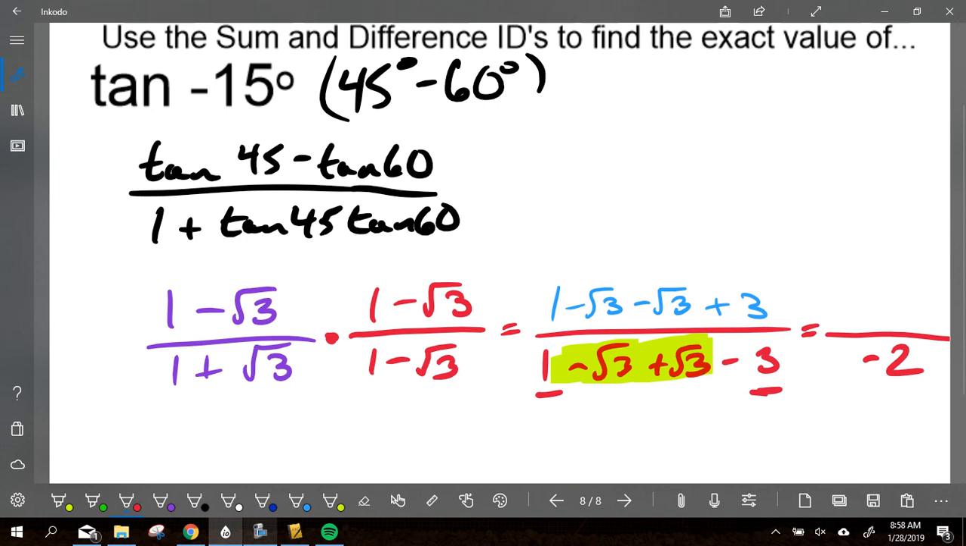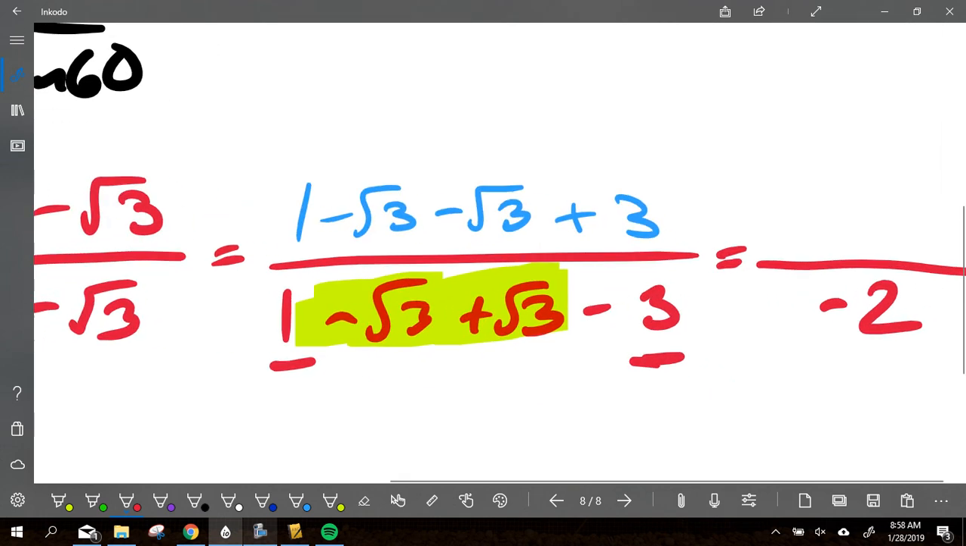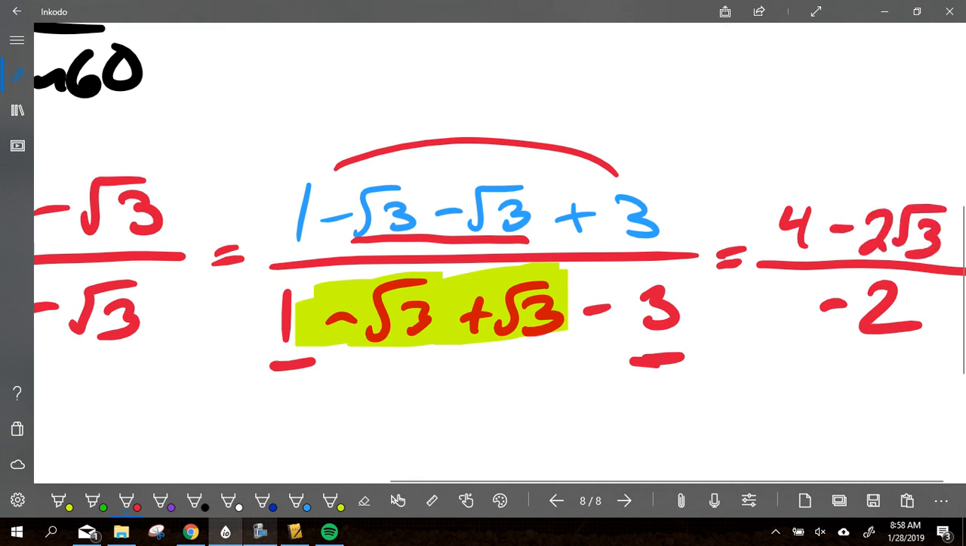Kate, what about in the numerator? What can we do with that? 3 and 1 gets you 4. Negative 2 square root of 3. She's got 1 square root of 3. She's got another one. So when you put them together, it gets you negative 2 square root of 3s.